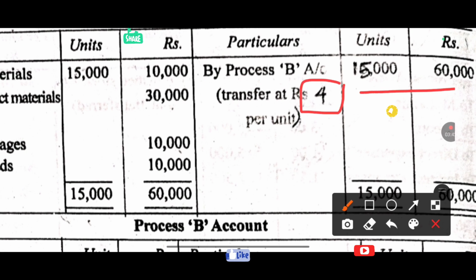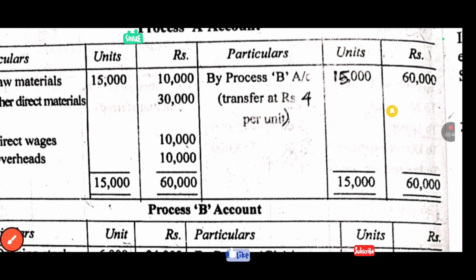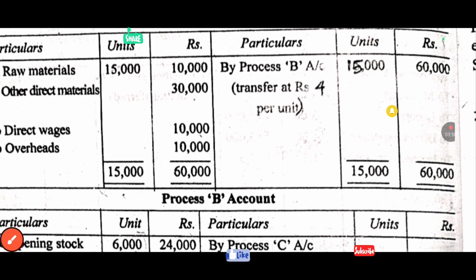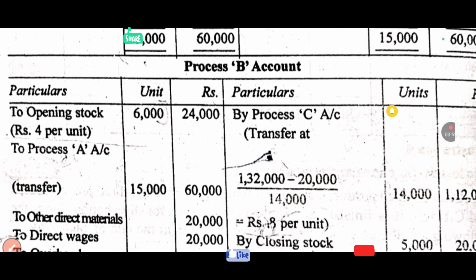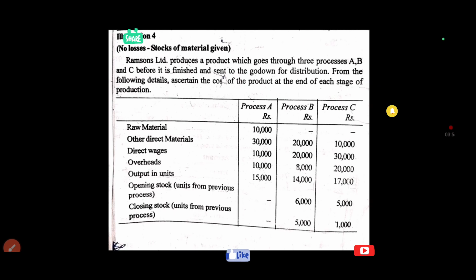The output total cost is 60,000 rupees and the total output unit is 15,000 units. Now we have completed process A. Now we are going to start the process B account. Listen, let's see the question.